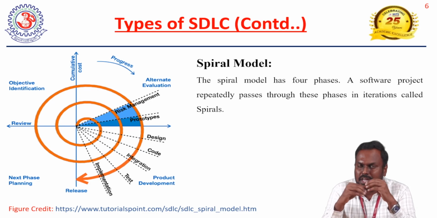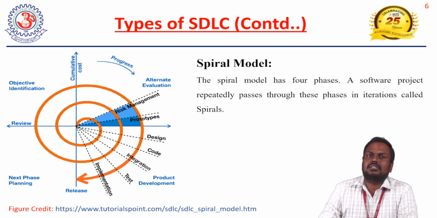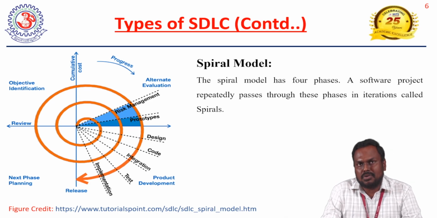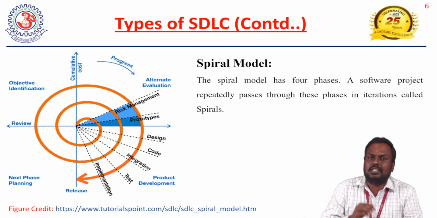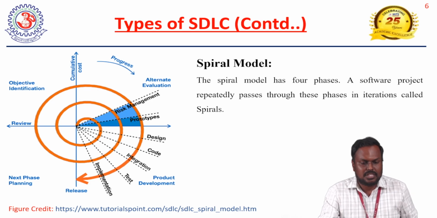Then if you want some features to be added on, you will again analyze the risk management, whether it is possible or not. If it's possible, how it is going to work. Then you will progress with the add-ons of design, code, integration, testing and implementation. This is how your spiral model will work.